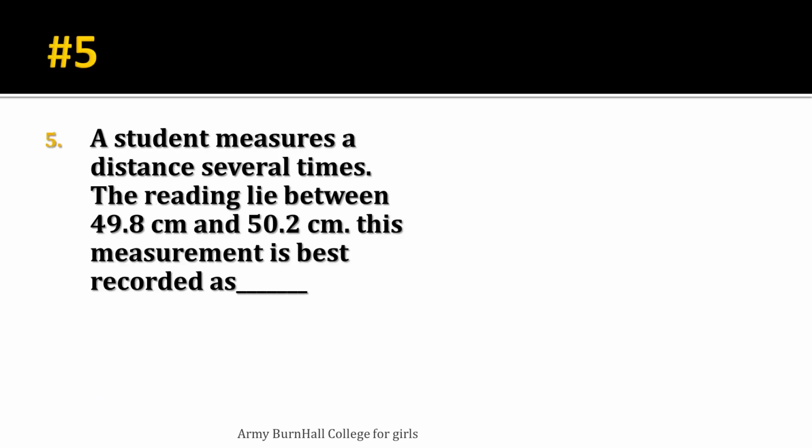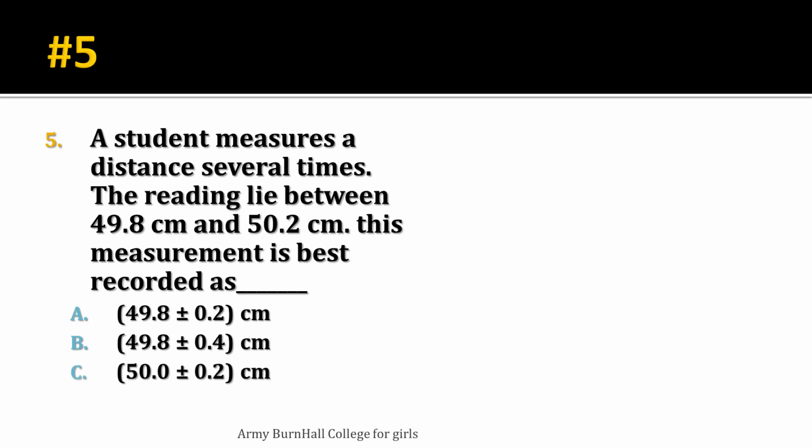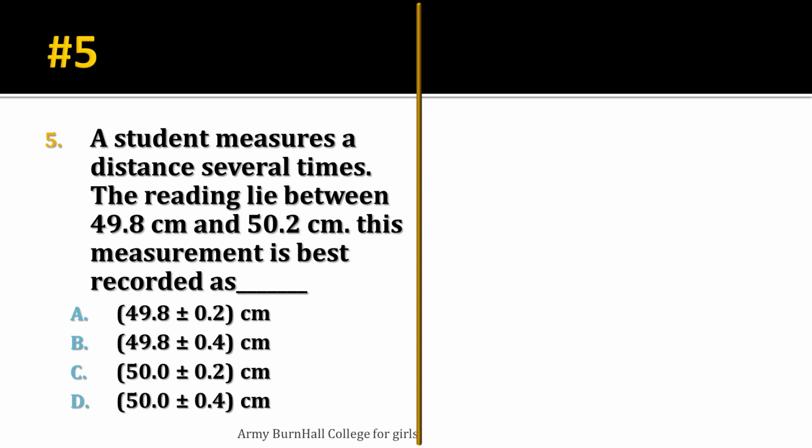Number 5, a student measures a distance several times. The readings lie between 49.8 centimeter and 50.2 centimeter. This measurement is best recorded as: A, 49.8 plus minus 0.2 centimeter; B, 49.8 plus minus 0.4 centimeter; C, 50.0 plus minus 0.2 centimeter; and D, 50.0 plus minus 0.4 centimeter. So how are we going to record this measurement?